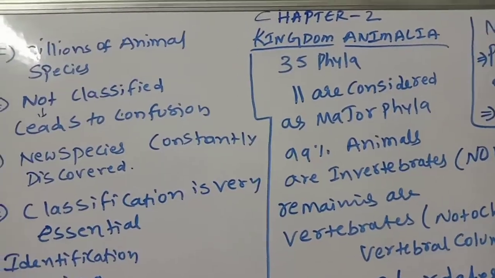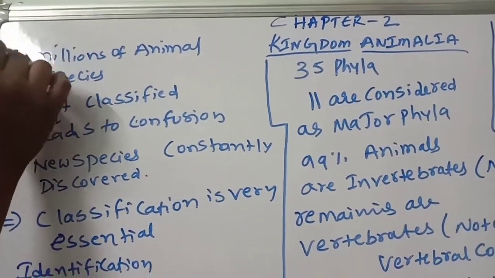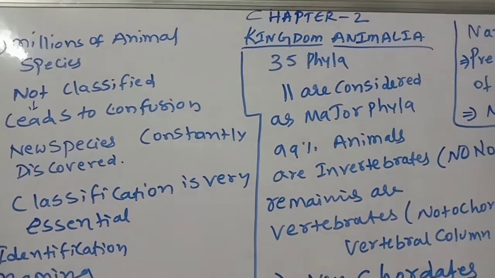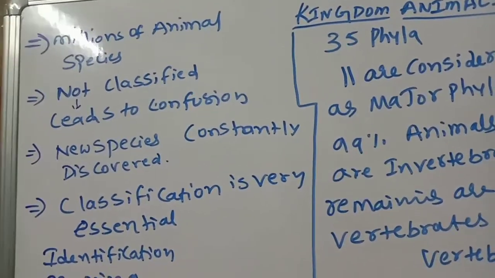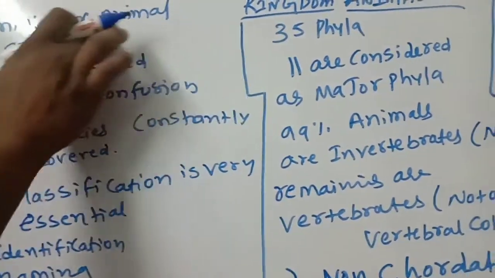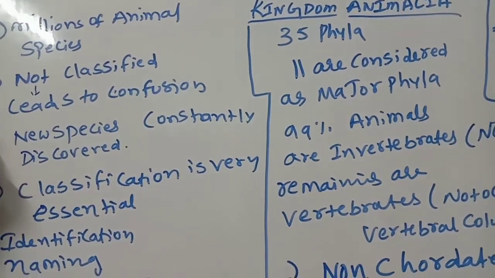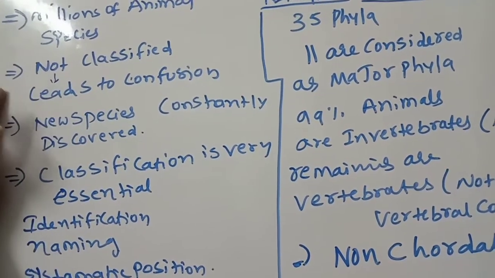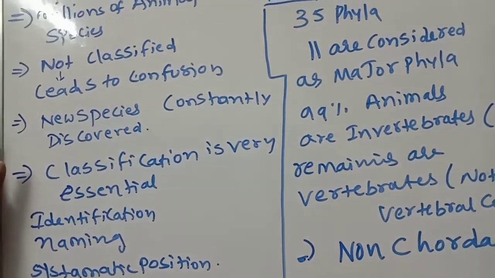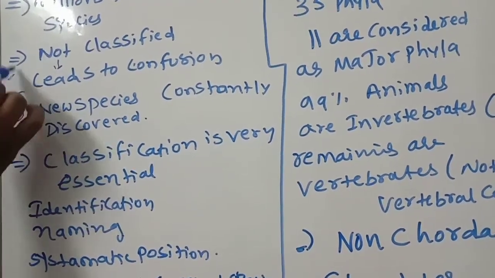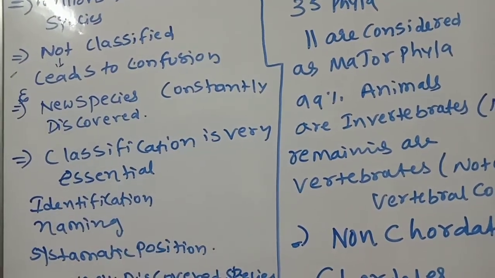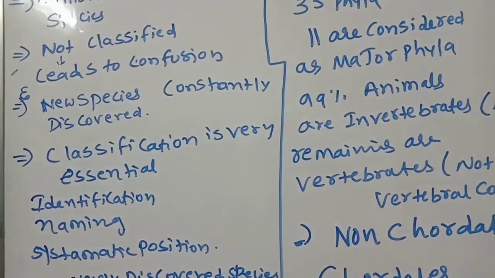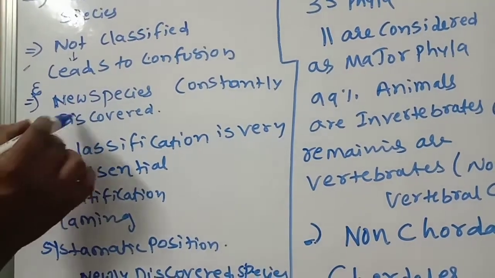In the kingdom Animalia, millions of animal species have been identified and are kept under the Animalia kingdom. How to study these millions of species if they are not classified? What will happen if these millions of animal species are not classified? That leads to confusion, and that's the first problem. The number of species is huge. The second problem is that every year new species of animals are being discovered.